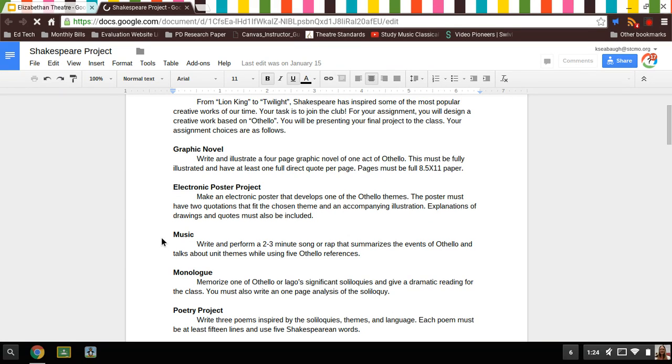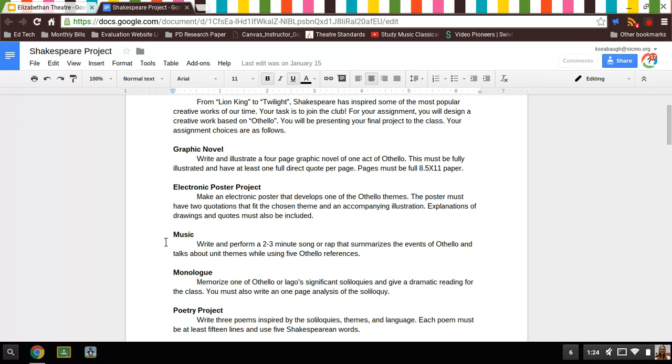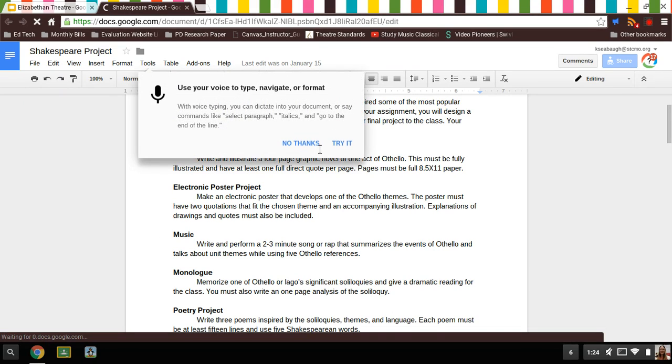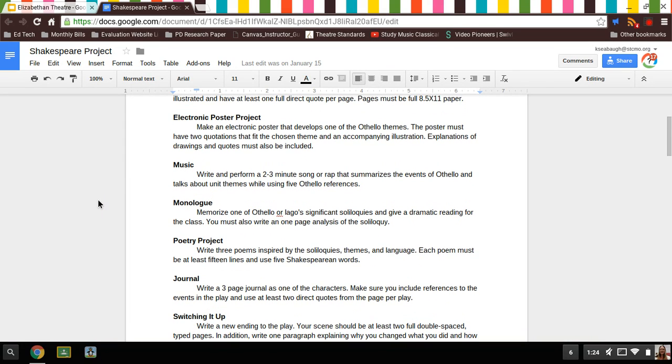This must be fully illustrated and have at least one full direct quote per page. Pages must be full 8.5 by 11. So you can have an electronic poster as an option. So make an electronic poster that develops one of Othello's themes. A poster must have 2 quotations that fit the chosen theme and an accompanying illustration. Explanations of the drawing and quotes also must be included. So you're going to make a poster, and then you're also going to write why did you pick those pictures and why did you pick those quotes to represent your theme.